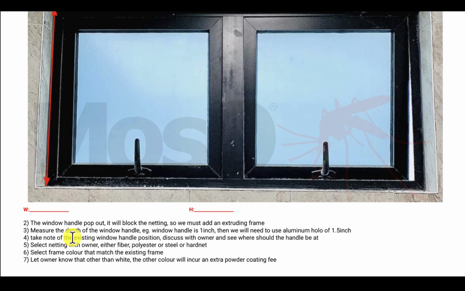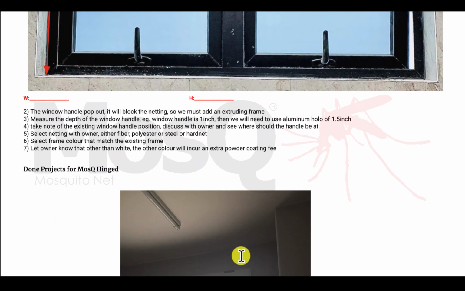Take note of the existing window handle position, and discuss with the owner where the handle should be. Select netting with the owner. In this case, for M50 we can use fiber, polyester, steel or hard net. For Mosquito we can only use hard net. Select a frame color that matches the existing frame. Let the owner know that for any color other than white, there will be an extra powder coating fee.